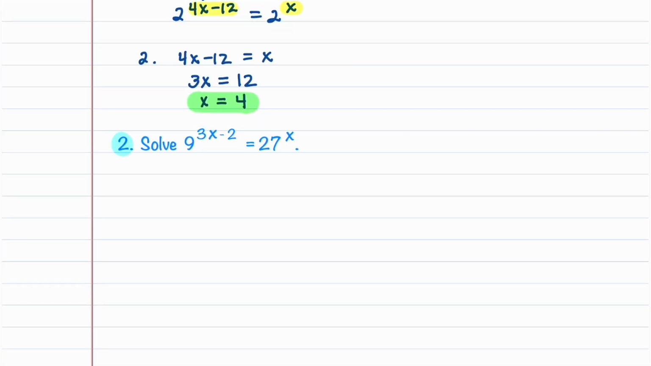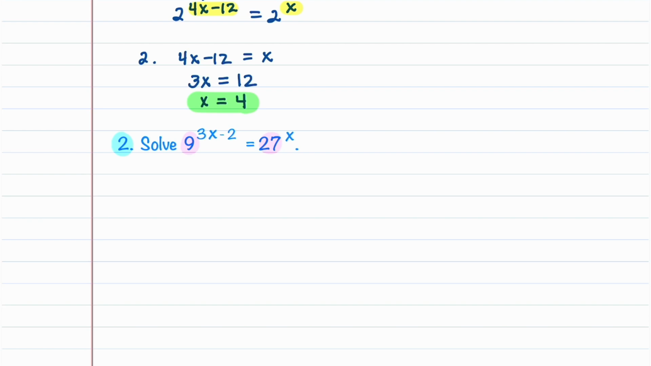In our second example, we are going to solve 9 raised to the 3x minus 2 is equal to 27 to the x. This one is different than our first example because notice we have a 9 and a 27, and 27 can't be written in terms of 9. So what we have to do is rewrite both sides of this equation in terms of the same base. So we're going to look at what number is a factor of both 9 and 27. That factor is going to be 3.